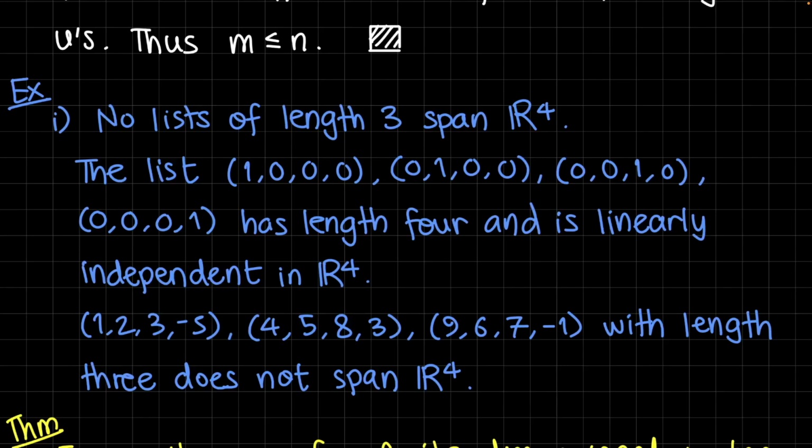Example: no list of length 3 spans R4. And this again is because of this inequality. The list (1, 0, 0, 0), (0, 1, 0, 0), (0, 0, 1, 0) and (0, 0, 0, 1). So a list of 4 elements has length 4 and is linearly independent in R4, as we determined earlier.